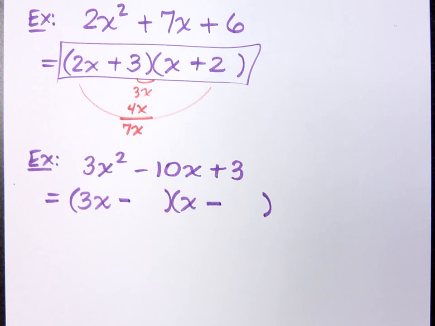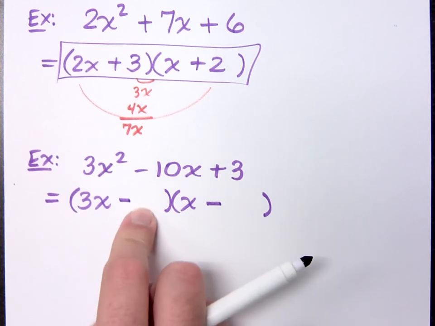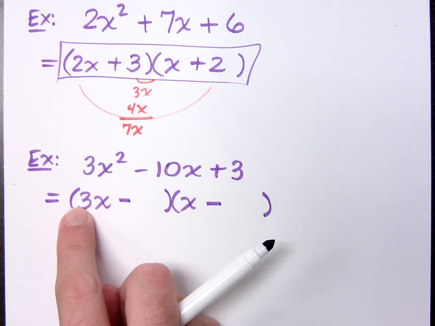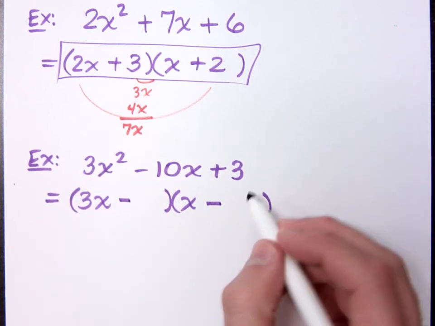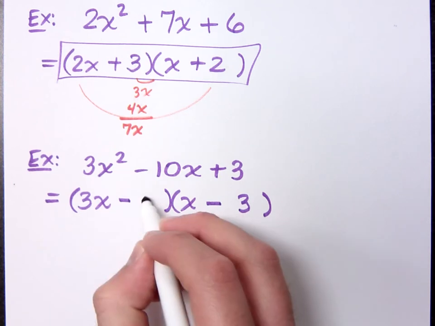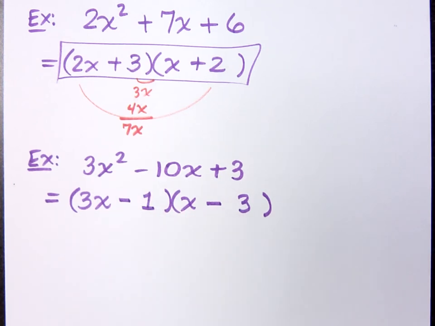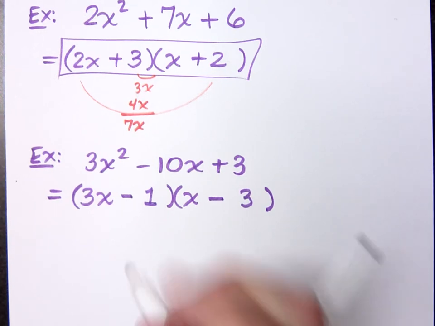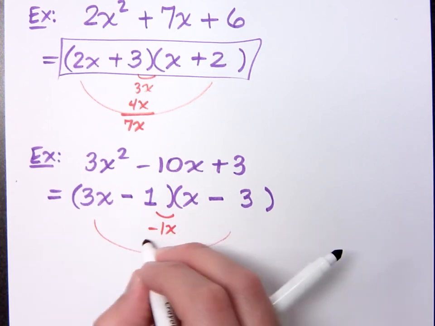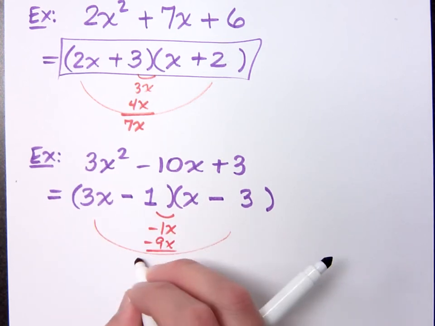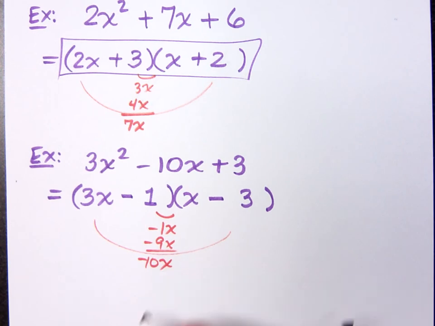And what are the factors for 3? 3 and 1, but can I put the 3 here? No. Because it already has a 3, that'd be a common factor, which is a contradiction. I didn't have a common factor up here. So that means the 3 has to go here, and the 1 goes there. Does that match up? So on the inside here, it gives me a negative 1x. What's on the outside? And altogether, that's negative 10x.